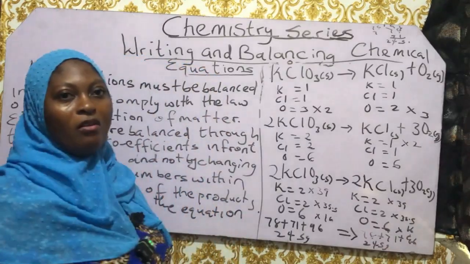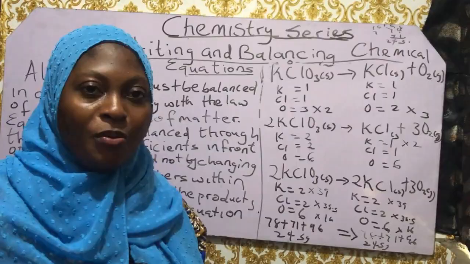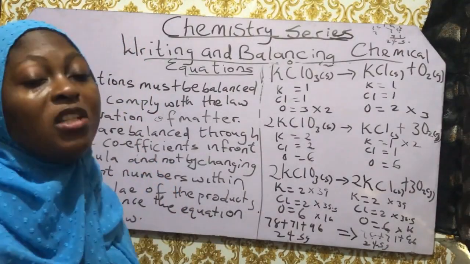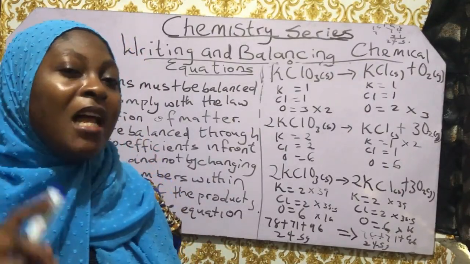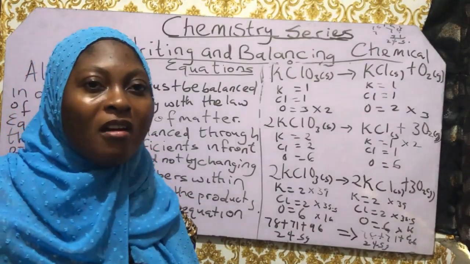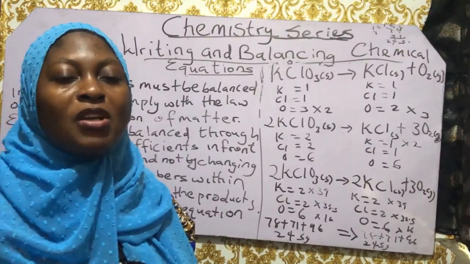So yes, we are correct, because after we balance the equation, we can see that it obeys the law of conservation of matter, which is that atoms are neither created nor destroyed in a chemical reaction, and the mass of the reactant must be equal to the mass of the product.